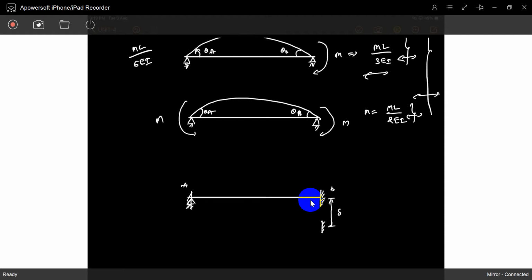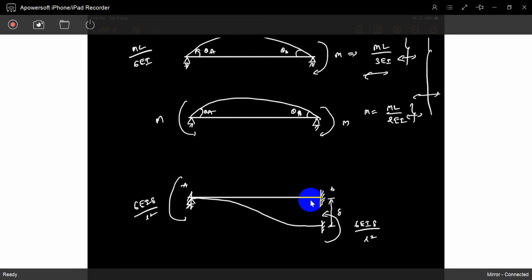We already discussed: if it happens, what is the moment experienced? The moment is 6EI delta by L square. You already know it. We calculated and proved it, and we did so many problems also. If A and B are two girders and experience some differential settlement, they experience 6EI delta by L square in this direction.